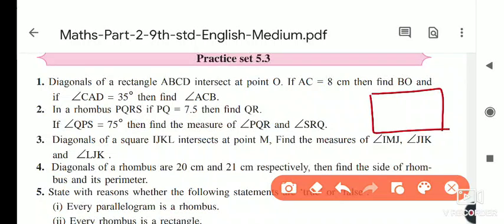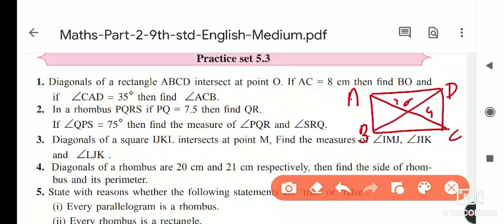Okay, and the diagonals intersect at point O, they told you. So here is point O, and A, B, C and D. Now here AC is equal to 8, given. So AC is 8, then AO is equal to 4, OC is equal to 4. Then find BO.